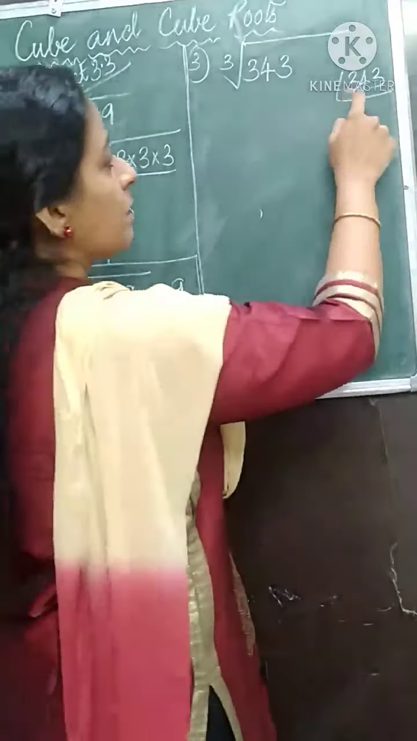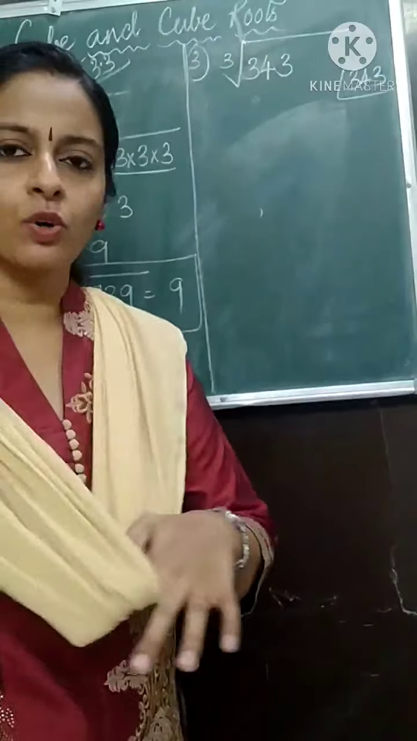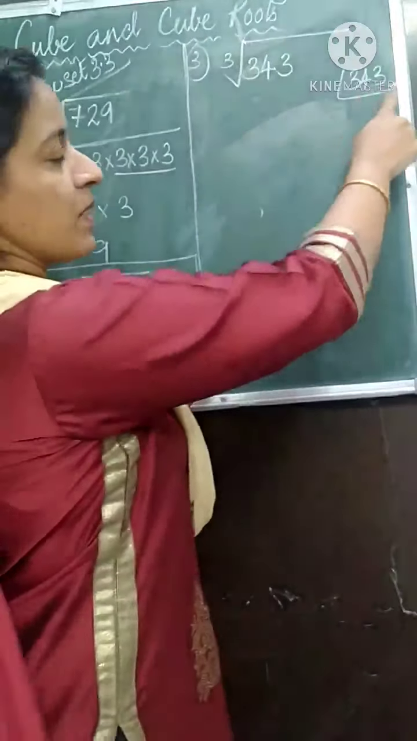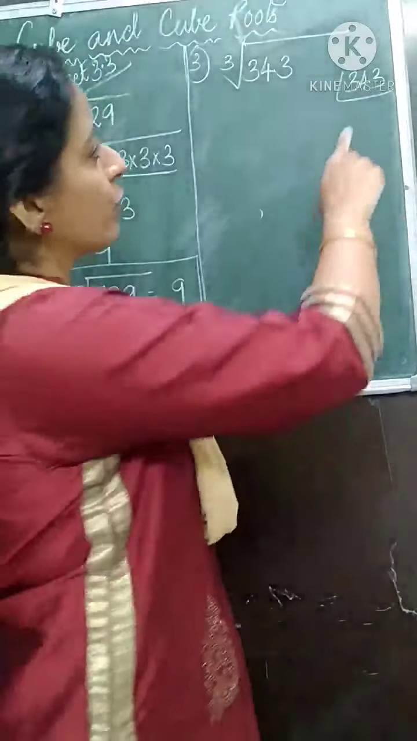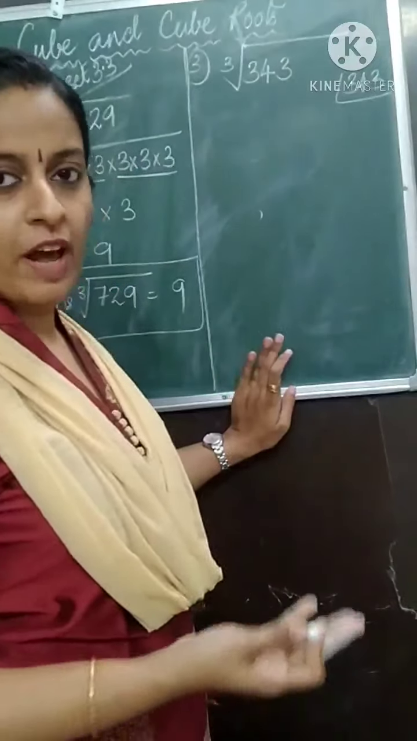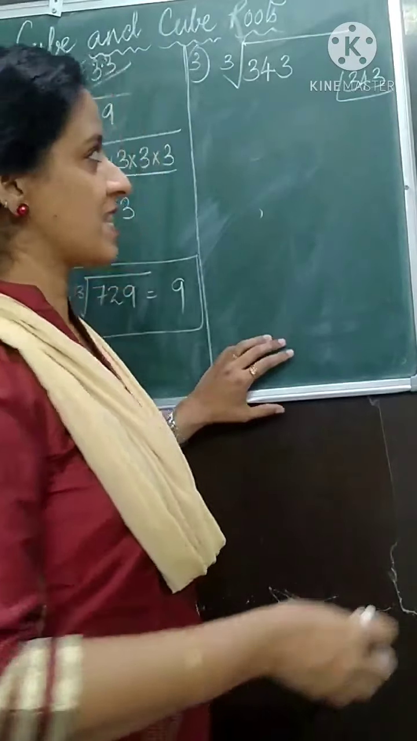Factors. 3 plus 4 is 7. 7 plus 3 is 10. So this will not go in 3's table. It will not go in 5's table also because you don't have 0 or 5. So now we will try for 7's table.